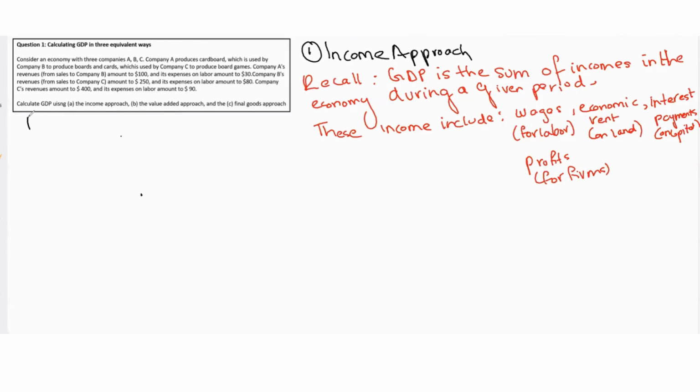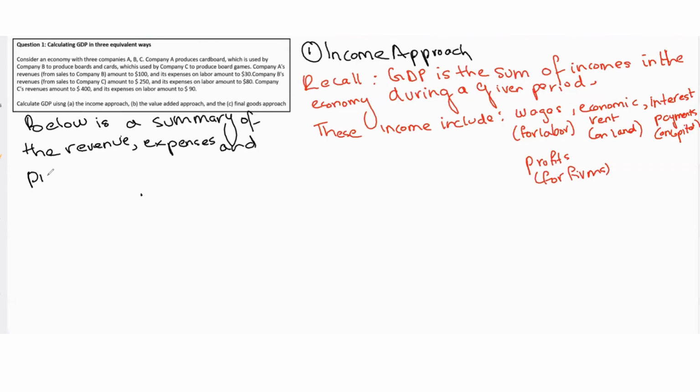Now here below is a summary of the revenue. We'll first summarize the revenue, expenses, and profits for each of the three companies in this case. So we're going to summarize the information that we have related to the income approach for each of the three companies first, and then we'll apply it. So let's summarize this.